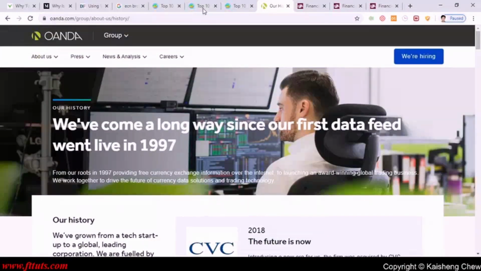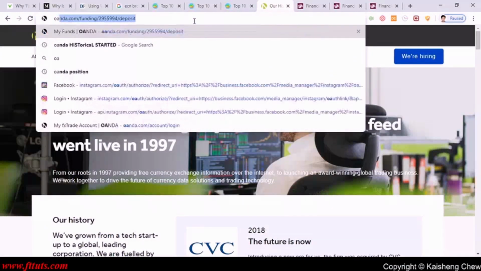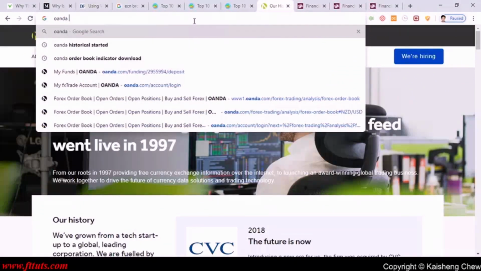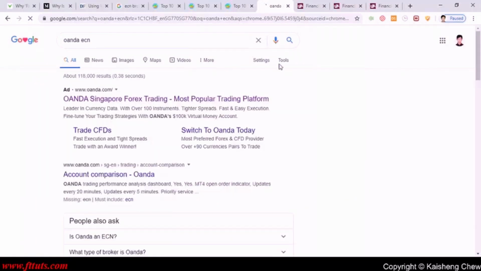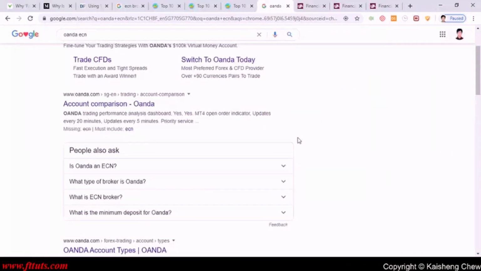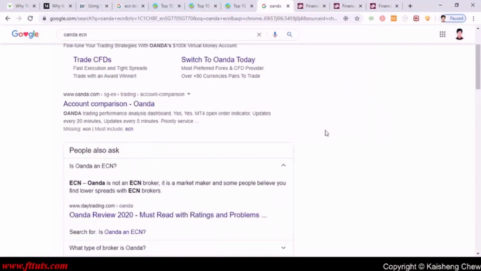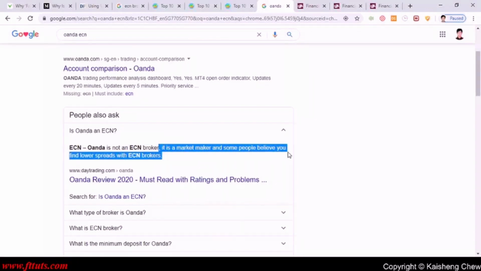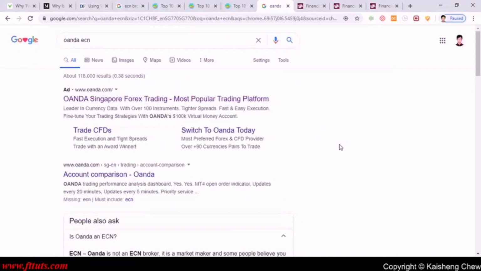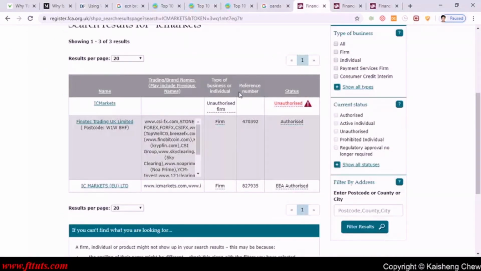So is OANDA ECN or not? Let's check: OANDA ECN or STP. Oh, OANDA is not an ECN broker, it is a market maker. So you need to check your broker before you sign up.